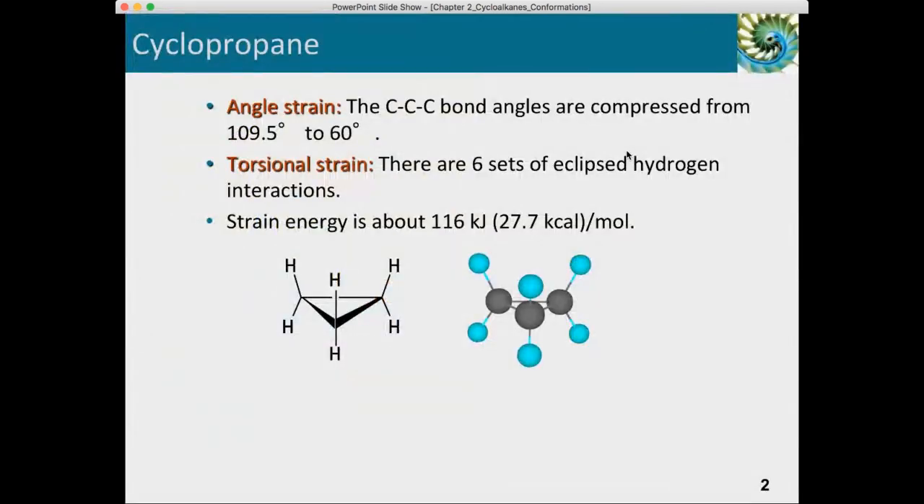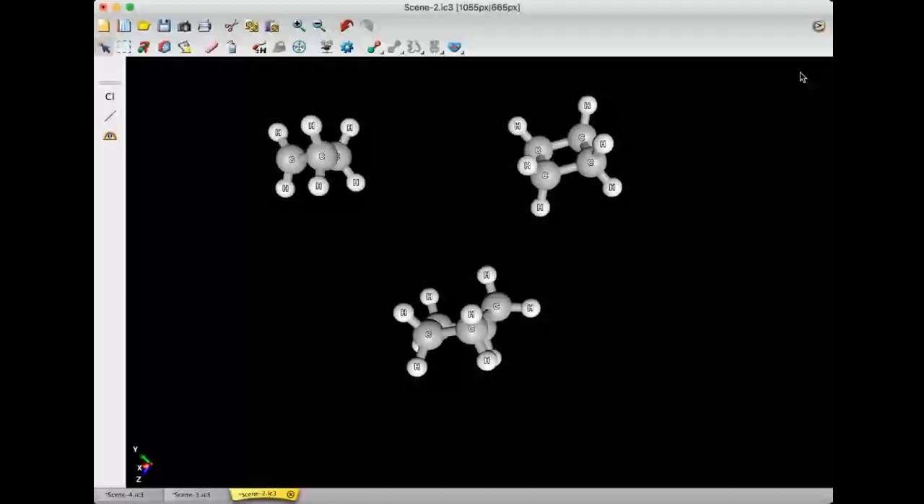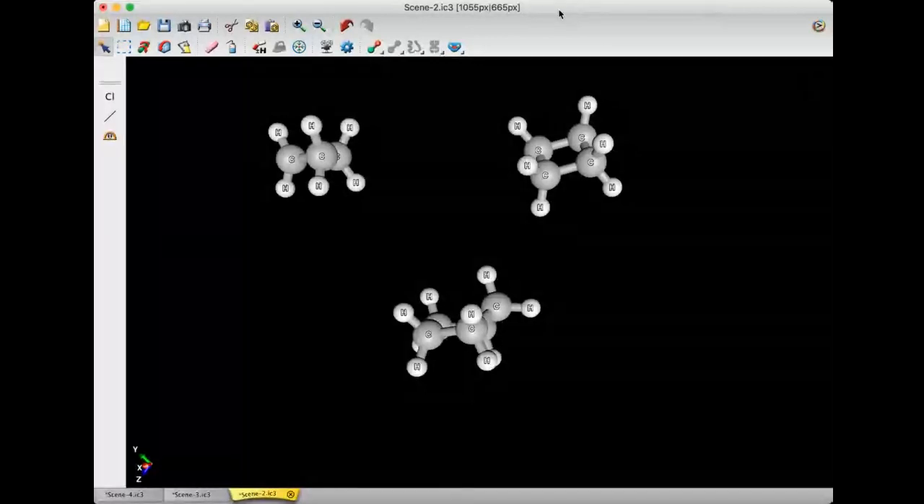So very briefly, as a reminder, I'm going to talk about the cycloalkanes and briefly also talk about their conformations. In order to do that, as I said, I want to use this 3D program that I think is going to be very helpful.